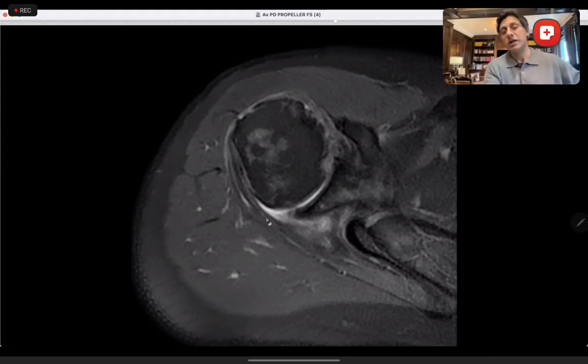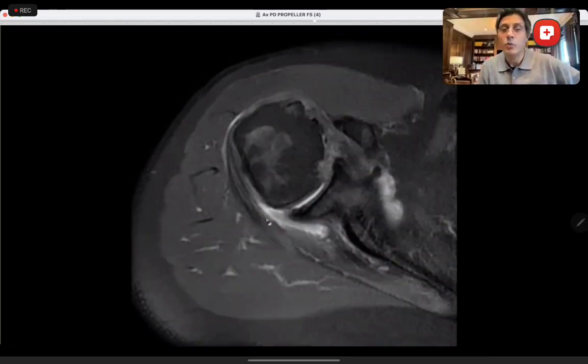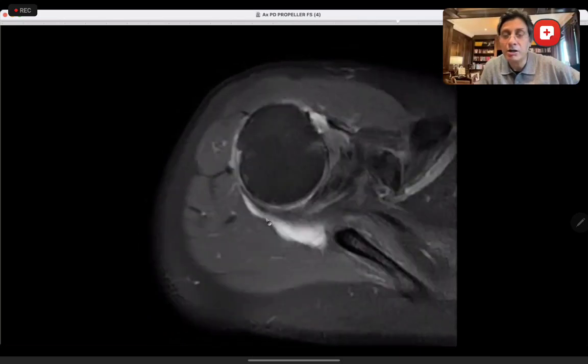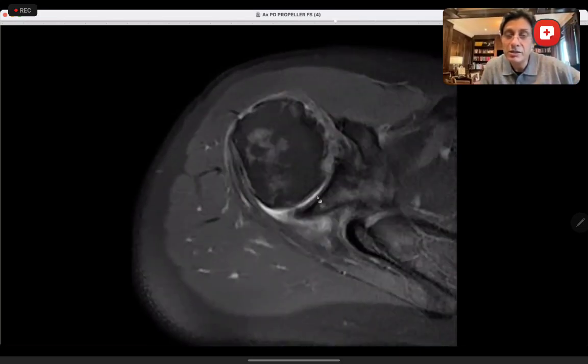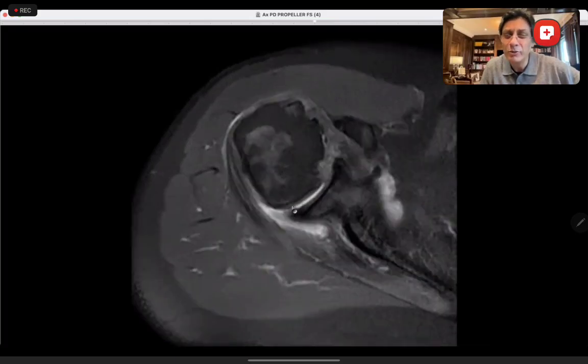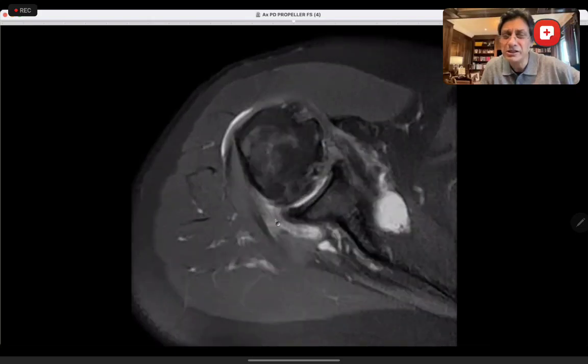So that may be the reason why it looks as if it's subluxed. Okay, what are we looking at? We're looking at the cartilage here. Cartilage looks okay, maybe, not too bad, but there's a bit of fluid in the glenohumeral joint, slightly more than we would expect. It's lying in the posterior recess.